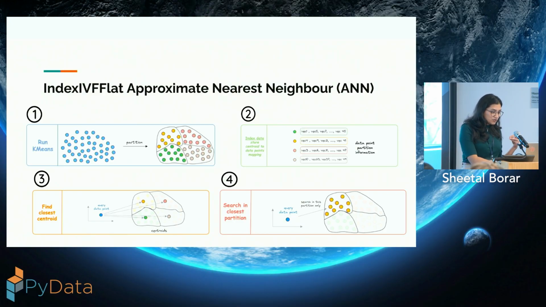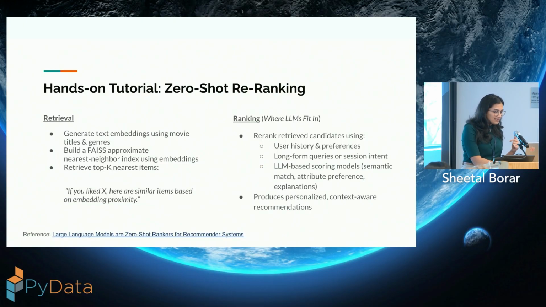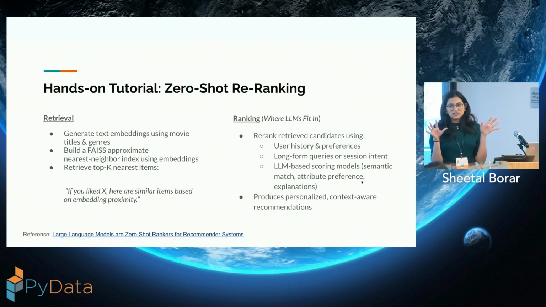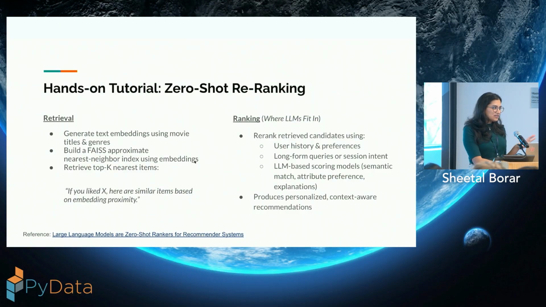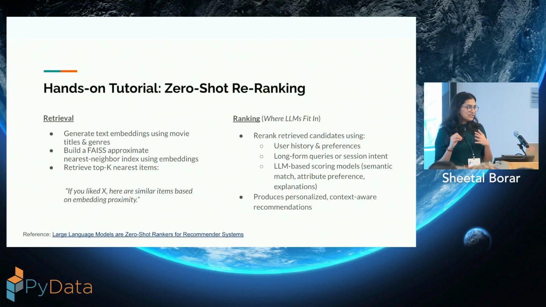Now that you have understood the retrieval side, let's talk about how LLMs enhance the ranking side. So this is the whole picture of what we are going to be doing in this hands-on tutorial. That's called zero-shot re-ranking. In the retrieval stage, we are going to generate text embeddings using movie titles and genres. We are going to build a FAISS ANN index using those embeddings. We are going to retrieve the top k nearest items. So if you liked X, here are the similar items based on the embedding proximity.